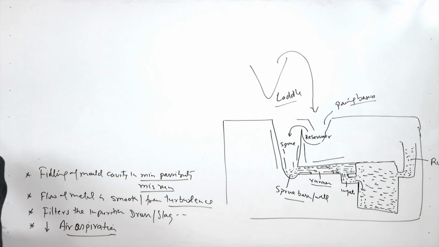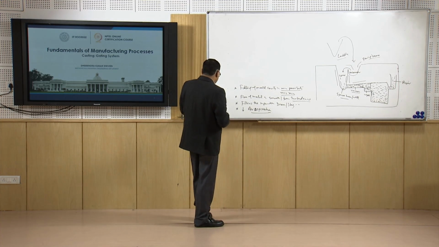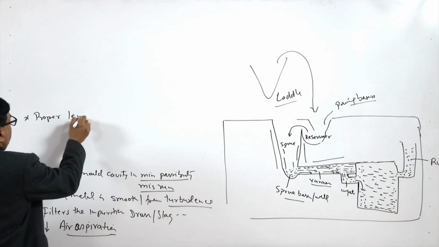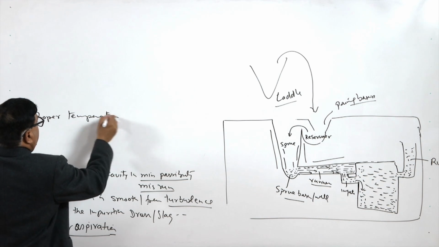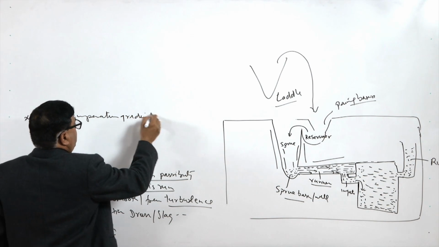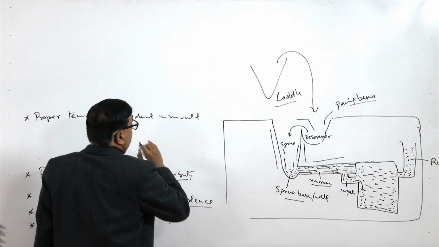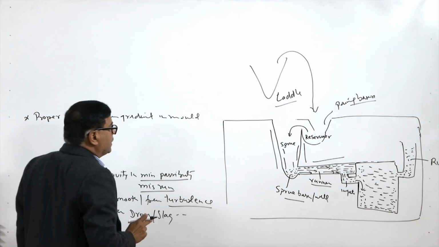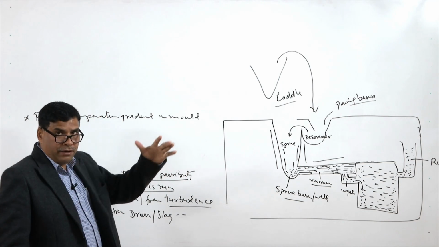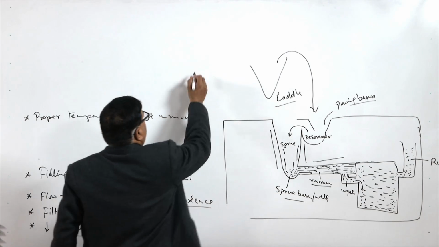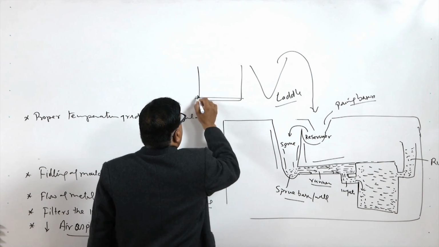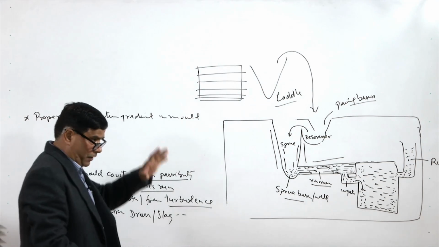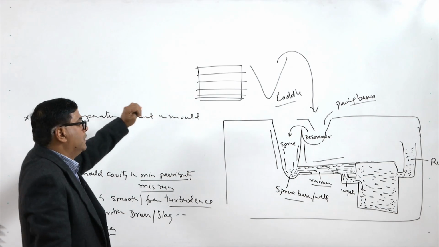Another important function which is expected from the gating system is that the proper temperature gradient in the mold is achieved. What is the meaning of proper here? The temperature gradient in the mold is such that unidirectional solidification is realized, wherein the solidification starts from the remote end and then goes on towards the hottest possible place, which is close to the riser or the ingates.